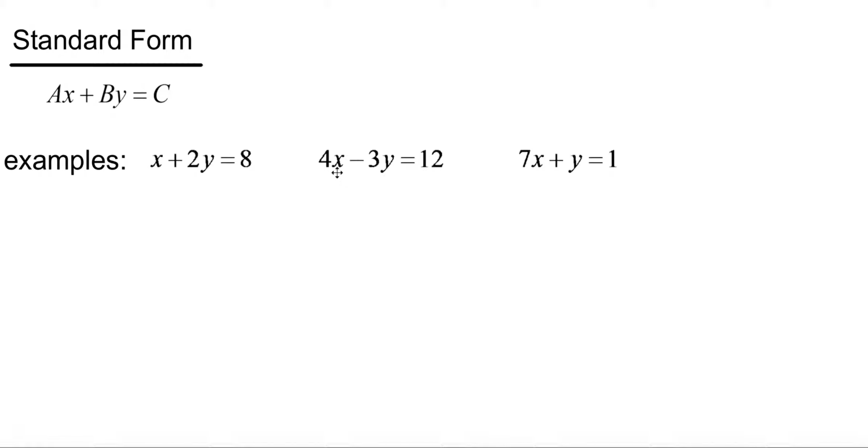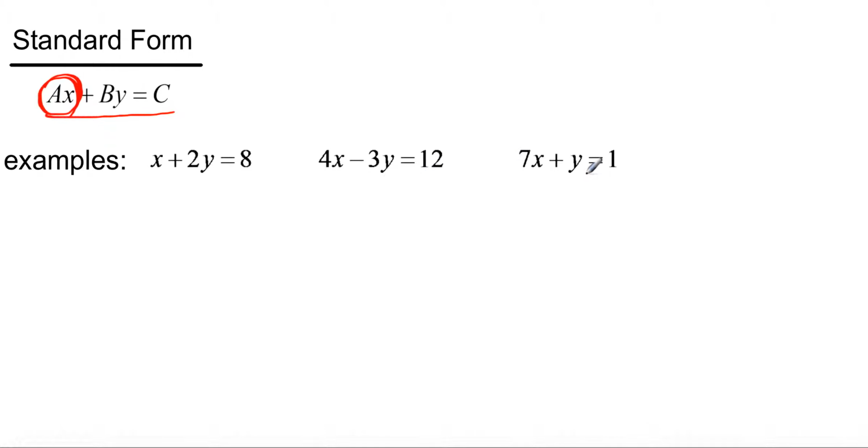Here is the standard form of an equation of a line, and generally speaking, we would write that as ax plus by equals c, where a and b are just coefficients. Also, that first term does need to be positive. So here are some examples. x plus 2y equals 8. Maybe 4x minus 3y equals 12. 7x plus y equals 1.